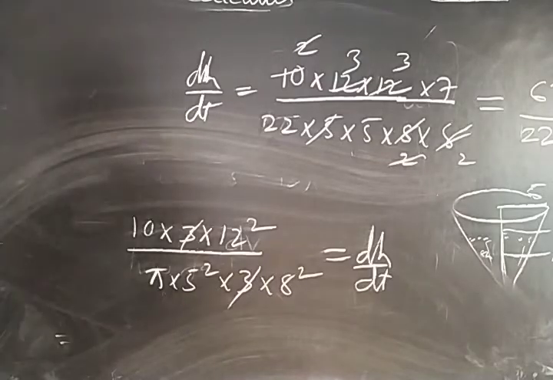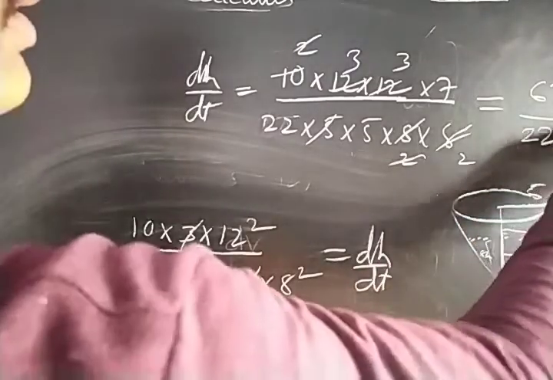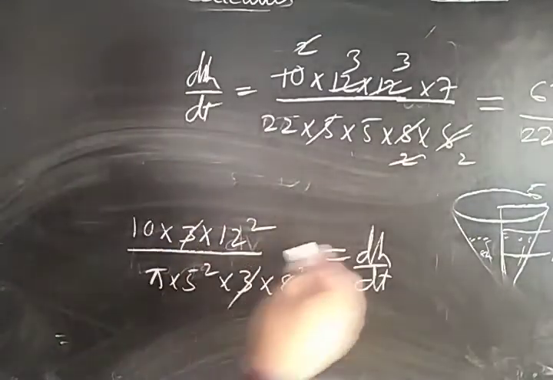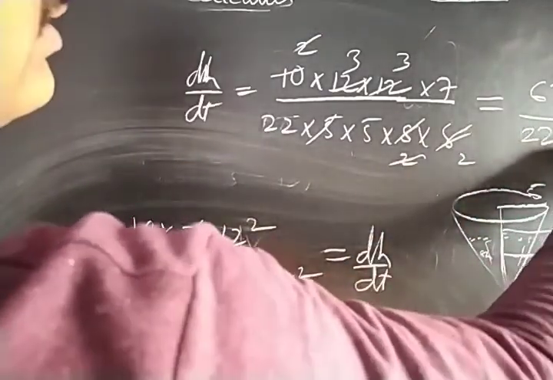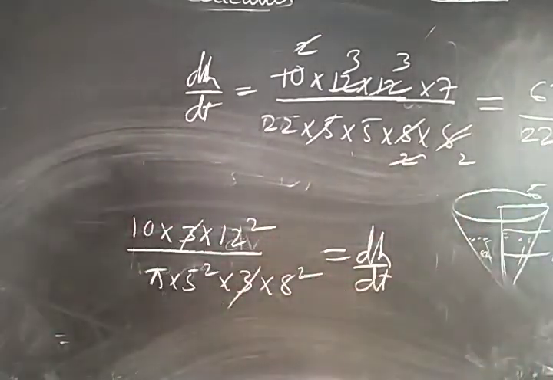So this is the value, the rate of change in depth with respect to time. So meter per minute. This is the required value, which is meter per minute. Okay. So in this way we can solve the remaining problems in this exercise. Okay.